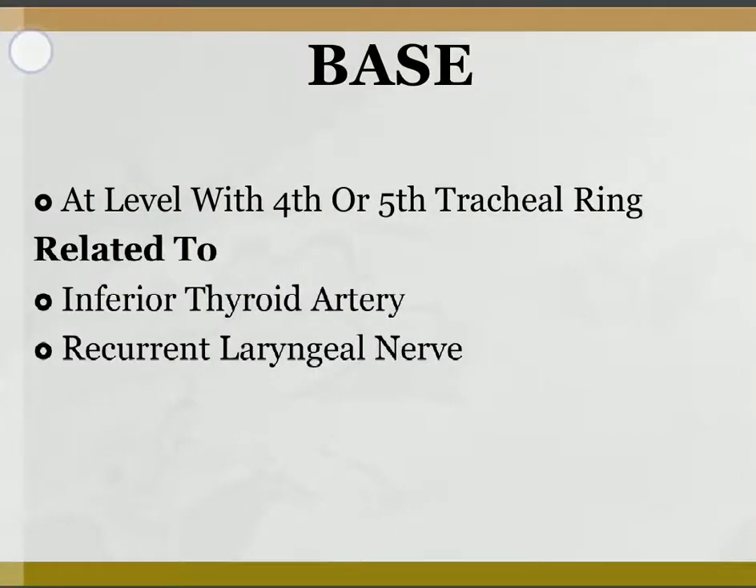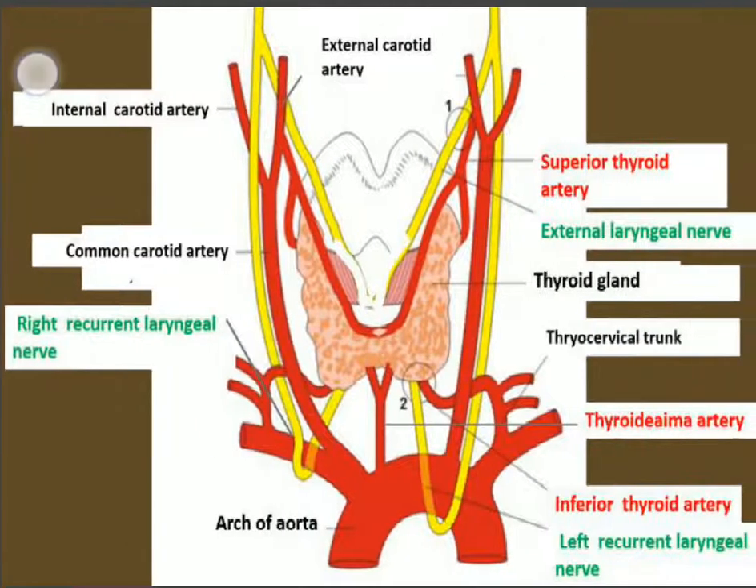Base of the thyroid gland is at the level of the 4th or 5th tracheal ring, and it is related to the inferior thyroid artery and the recurrent laryngeal nerve. So in this figure, this is the external carotid artery. It gives away the branch that is the superior thyroid artery, which divides into anterior and posterior branches. So this is superior thyroid artery, and it is related with the apex of the thyroid gland.